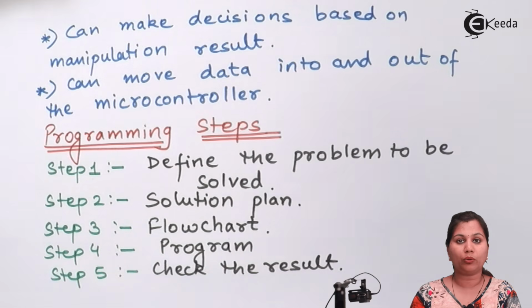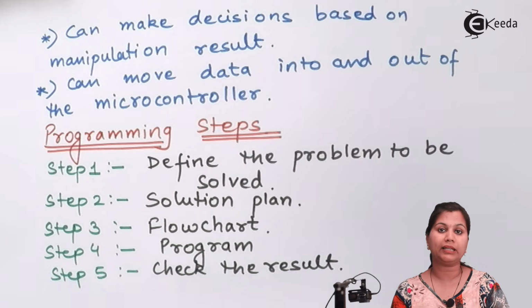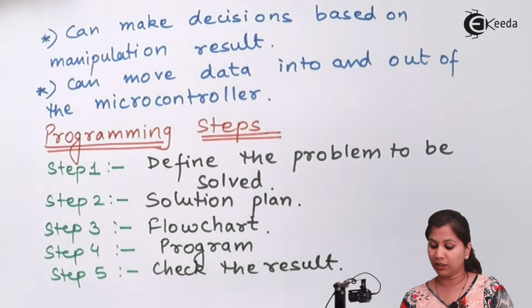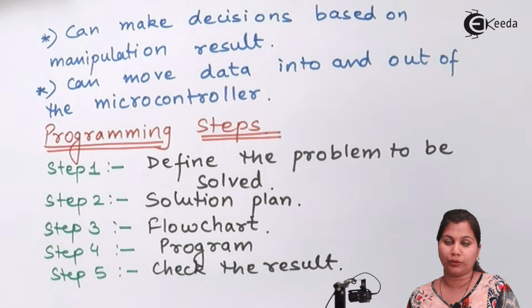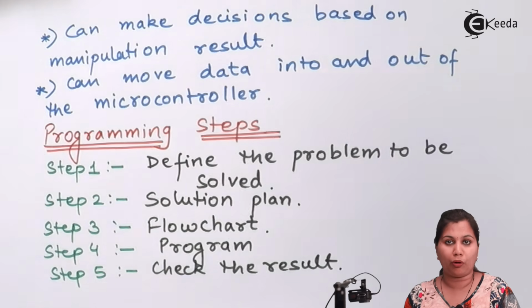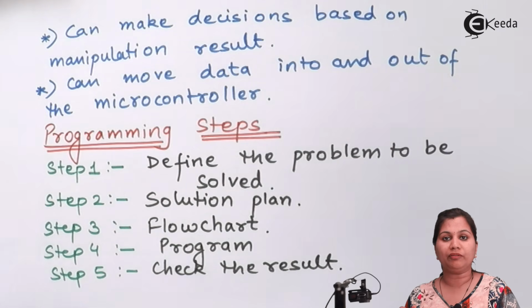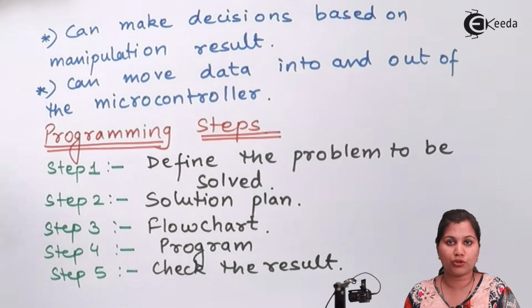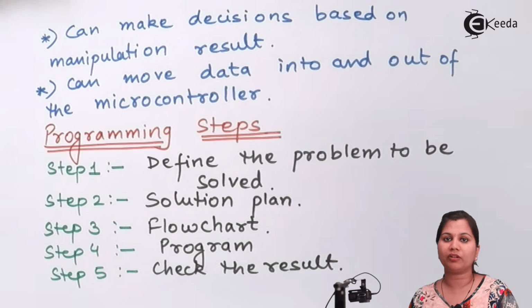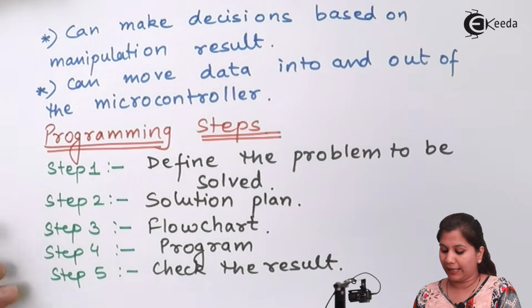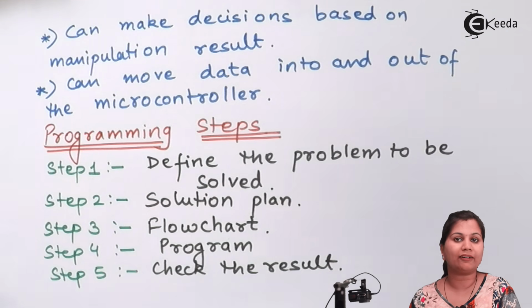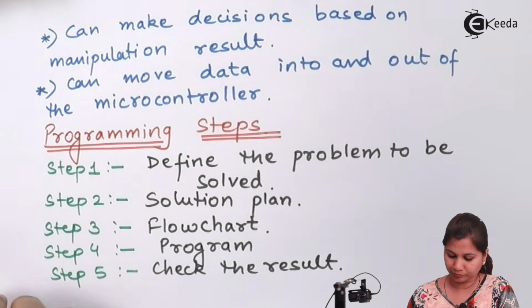So whenever we are doing programming, assembly language programming in the 8051 microcontroller, these steps are to be followed. First of all, we will define the problem which we want to solve. Then we will find the solution for that problem. In the third step, we will draw the flow chart, that in which sequence we are going to solve that problem. In the fourth step, we will write the program for that problem, and in fifth step we will check the result, that whether our program is running accurately or not, giving the accurate results or not. Okay.